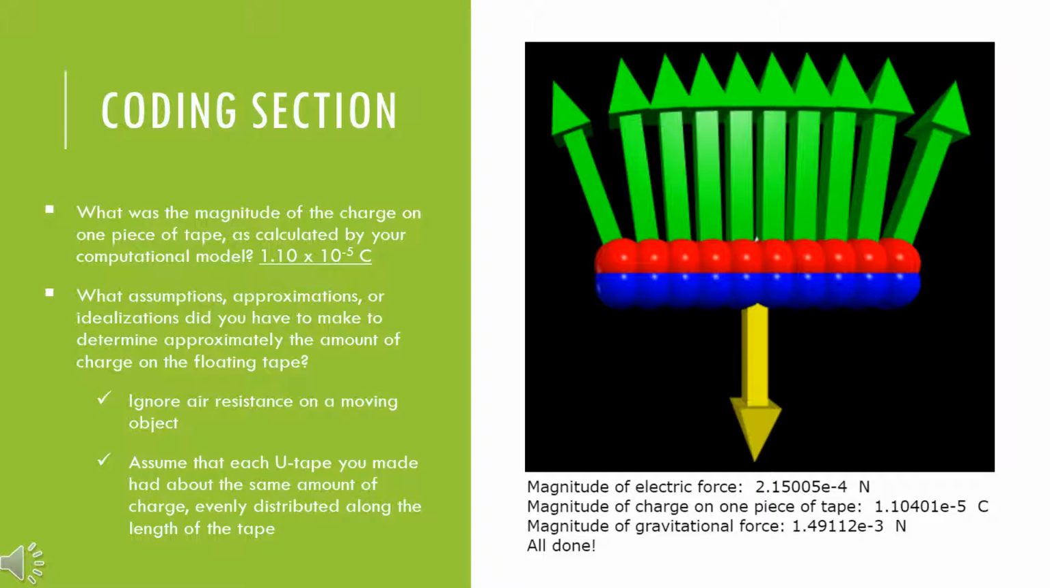In terms of assumptions, I ignored air resistance on the moving object, and I stated that each U-tape used in the experiment had the same amount of charge. Further, I assumed that the charge on each U-tape was quite evenly distributed, and that each small piece of each U-tape had the exact same charge.